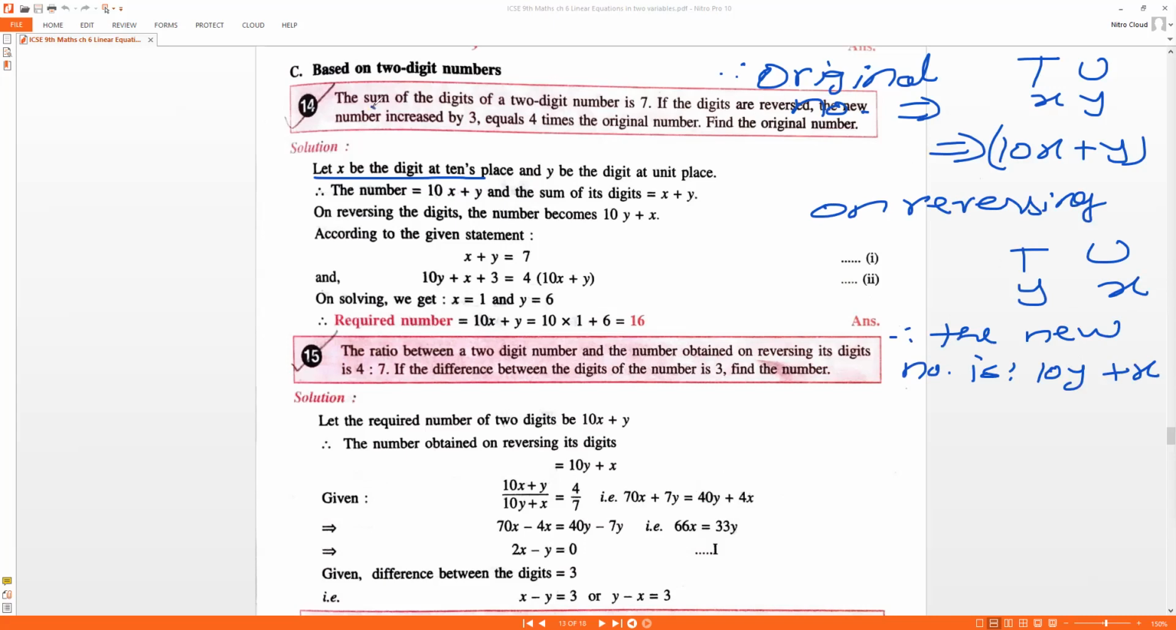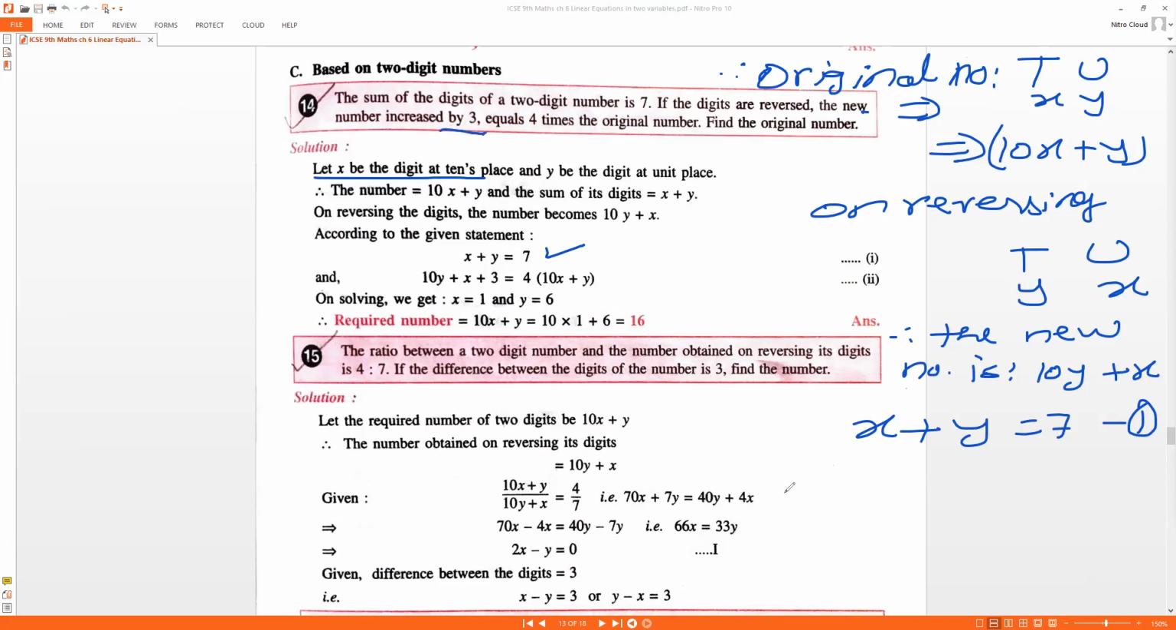This is the first condition. Sum of two digits is 7. So, x plus y is equal to 7. This is your equation 1. The second condition is very important. What is the second condition? The second condition is, if the digits are reversed, the new number increased by 3.